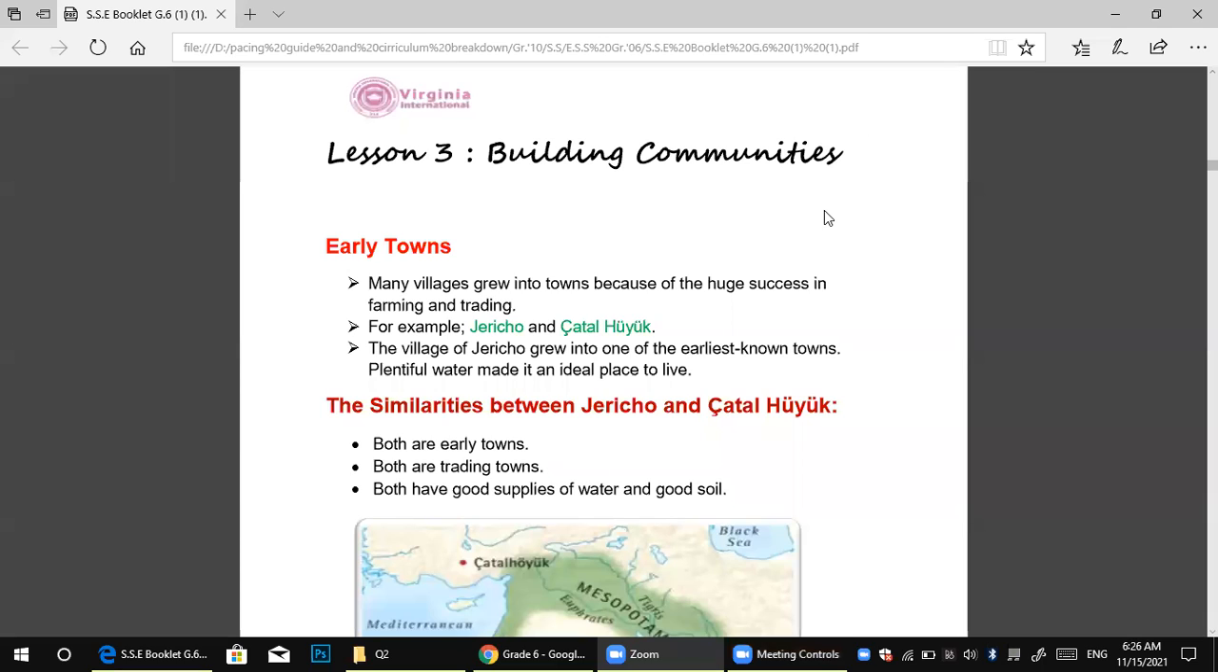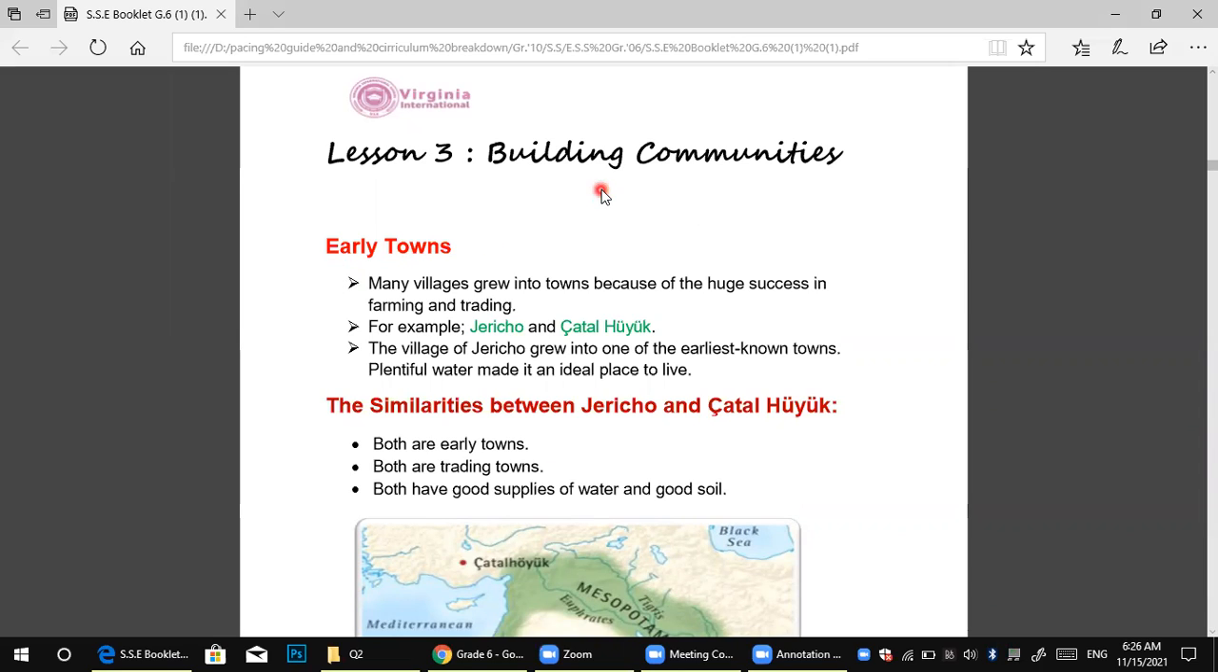Okay, here we are. Now I think you can see my screen. Today we have a new lesson called Building Communities. Let's firstly make an invitation here. Here is Early Towns.